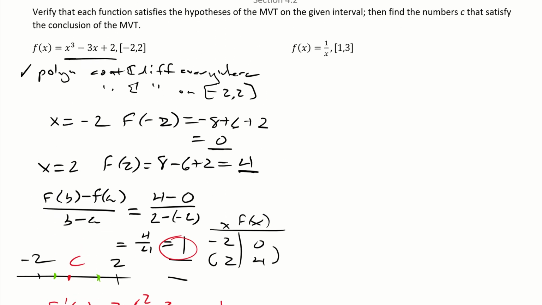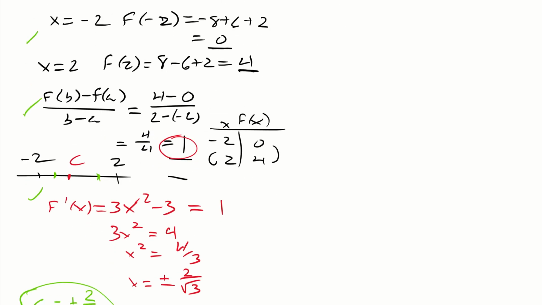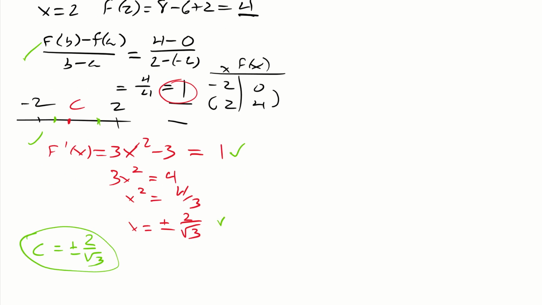Again, though, the steps are: I'm going to take the endpoints and plug them in and create a slope. Then I'm going to take the derivative and set it equal to that slope. And then I'm going to solve for x. And then I'm going to decide which ones are in the interval.